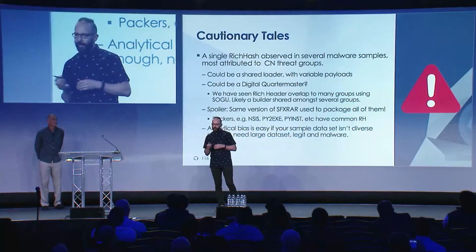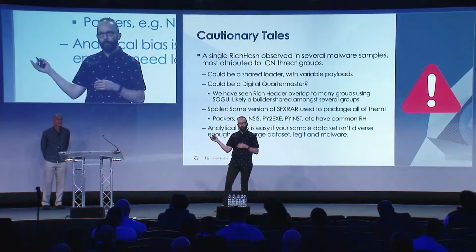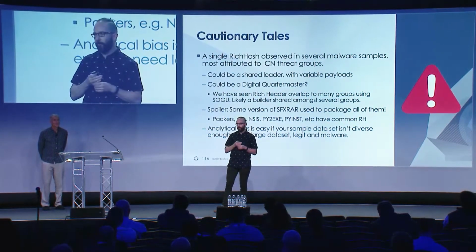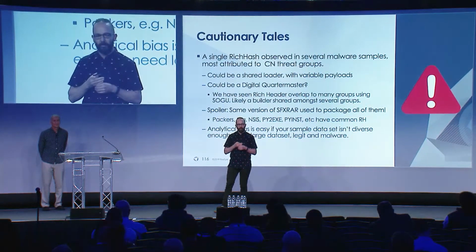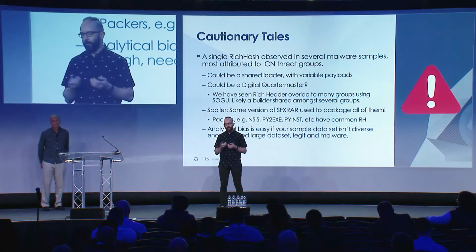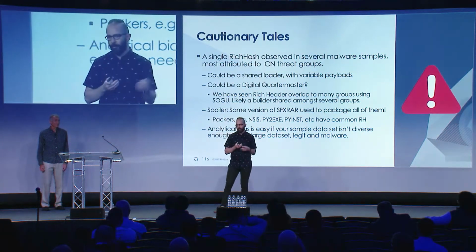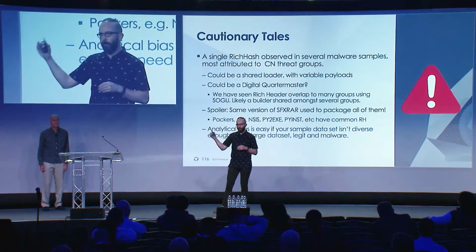Also some cautionary tales. So one thing we were looking at where we found a rich hash across several malware samples that were all attributed to a bunch of what we suspect are Chinese-related threat groups. Now, our initial thought was maybe this is a shared loader across all these samples with variable payloads. We've seen things like that with EasyNight, and we see other loaders from a number of groups that we track that do this.